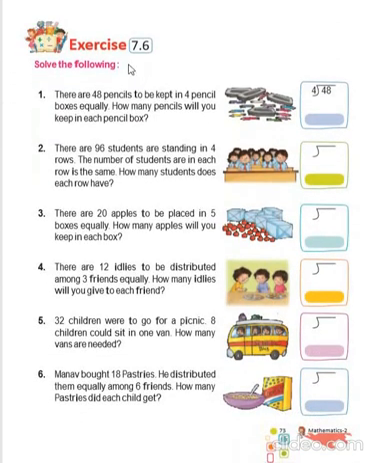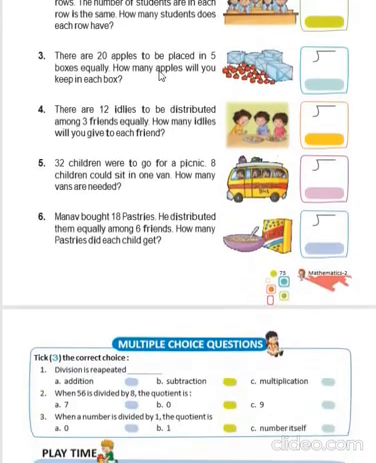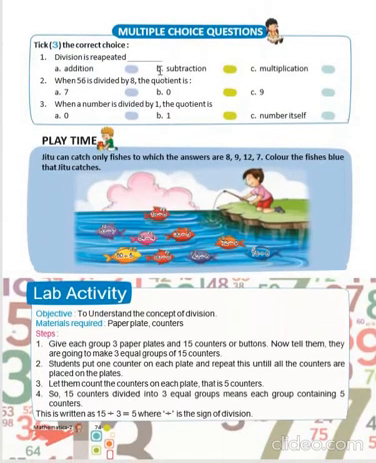Now come to exercise 7.6. This one also you have to do in the same way as explained in the word problems. Now come to multiple choice questions. Division is repeated subtraction. When 56 is divided by 8, the quotient is 7. When a number is divided by 1, the quotient is the number itself.